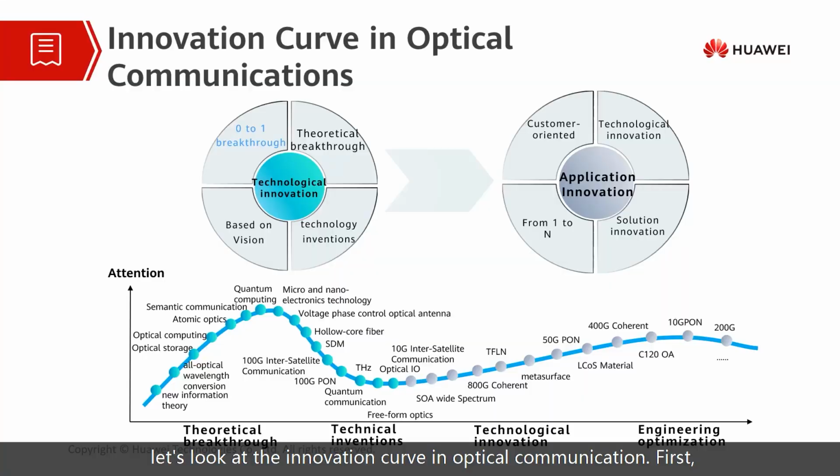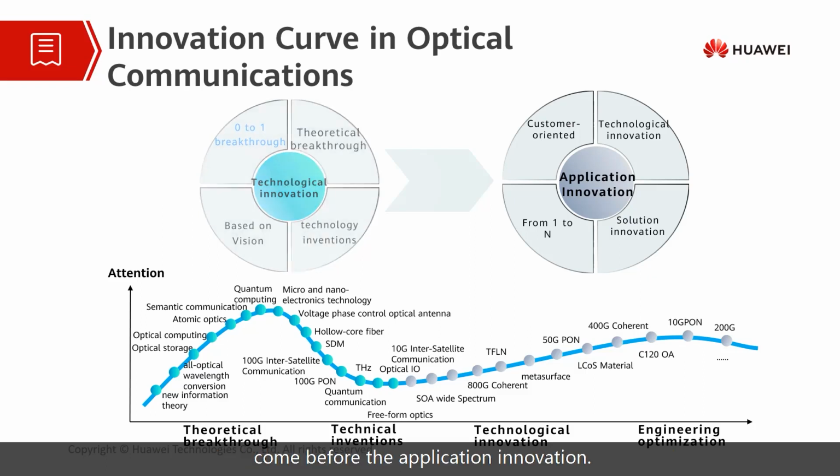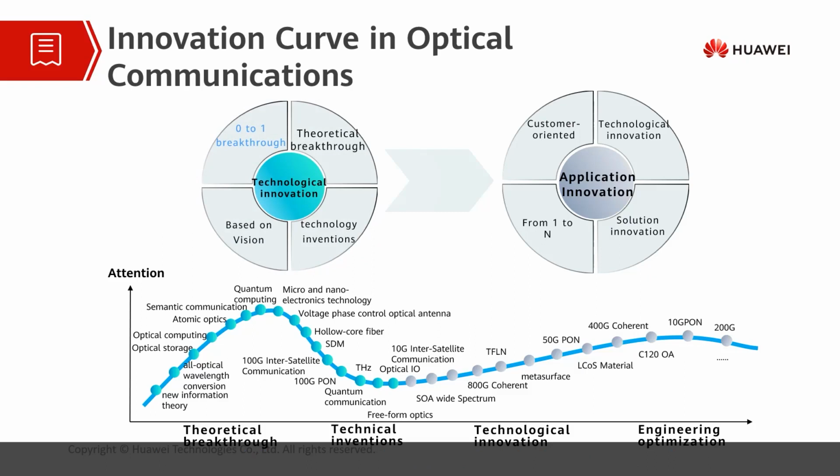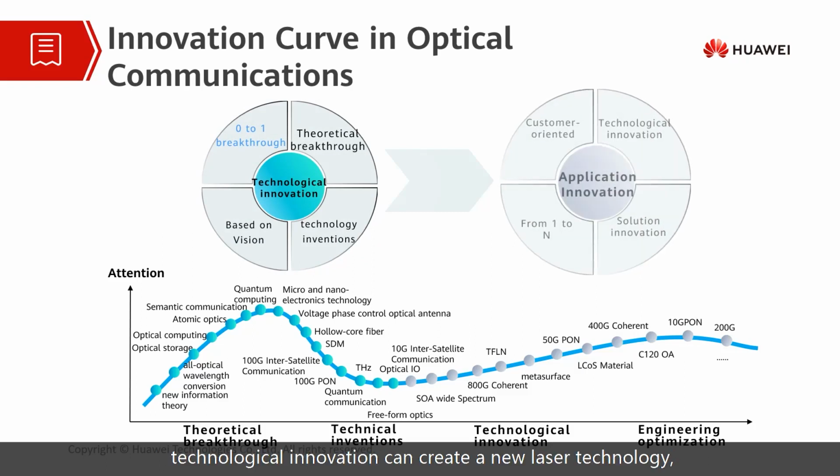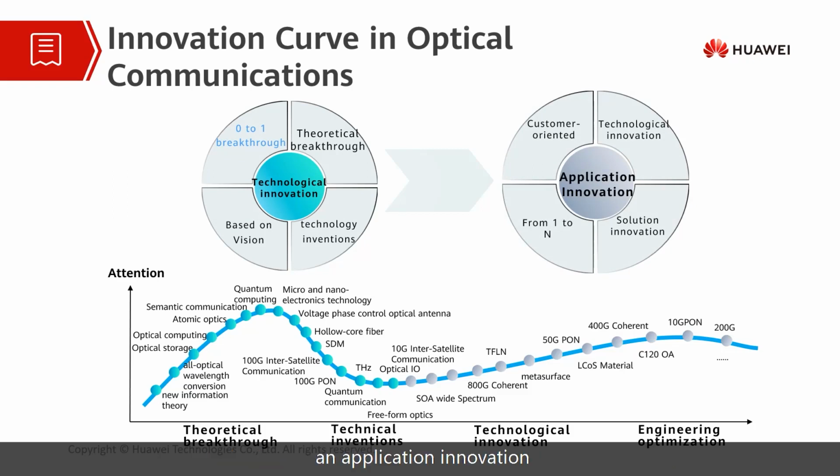optical communication first. The innovation of optical communication technology, similar to the innovation of other fields, actually follows the rule that theoretical breakthroughs come before application innovation. For example, technological innovation can create a new laser technology, and application innovation can develop an optical communication product with higher bandwidth or longer distance based on the new laser technology, and then replicate it on a large scale.